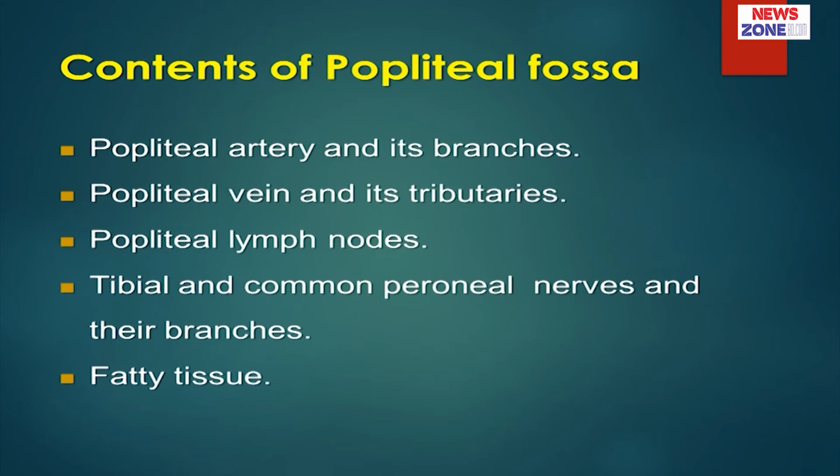Now, what are the contents of the popliteal fossa? The contents of the popliteal fossa are the popliteal artery, which is the direct continuation of the femoral artery with its branches, the popliteal vein, which will drain into the femoral vein, or you can say it will be continuous as the femoral vein. Also, the popliteal lymph nodes and the tibial and common peroneal nerves with their branches. And the popliteal region also has some fat.